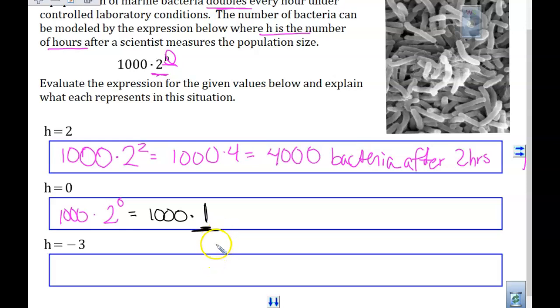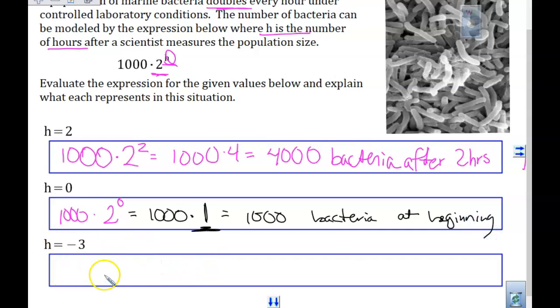I know. You're going to make that same mistake on the test, though, and on your homework. So just make sure you check your homework as you do this, right? So this is just 1,000. So we're looking at 1,000 bacteria, and I already heard some of you say it was at the beginning, right? At time 0.